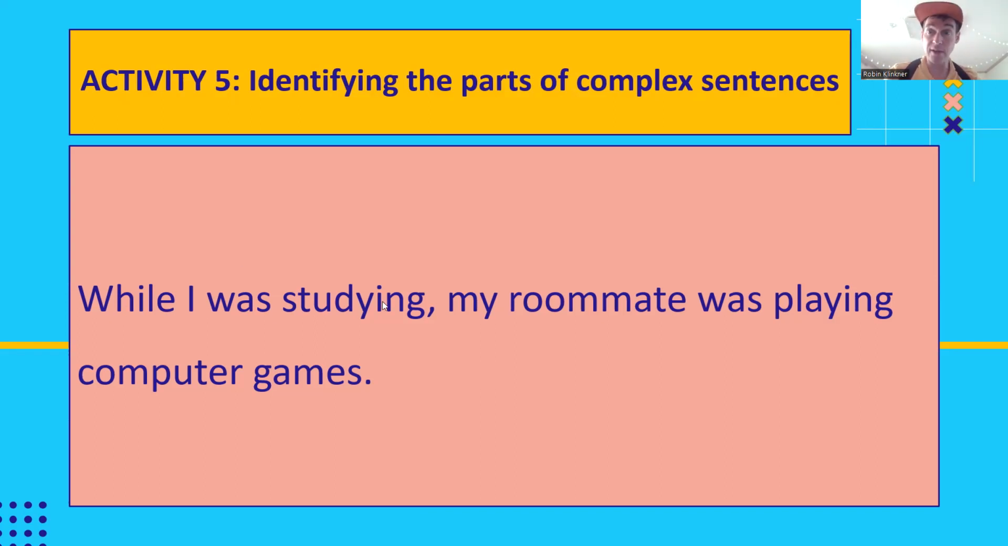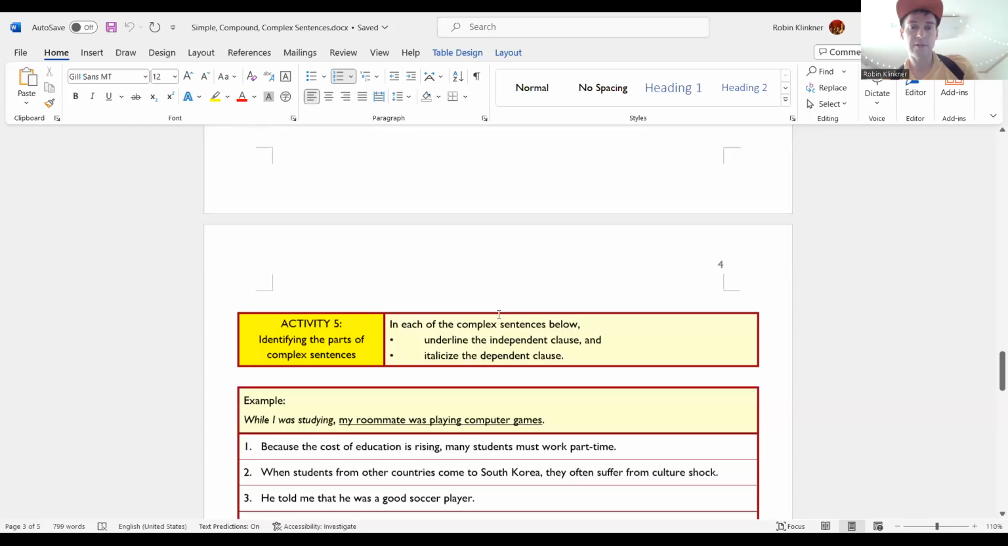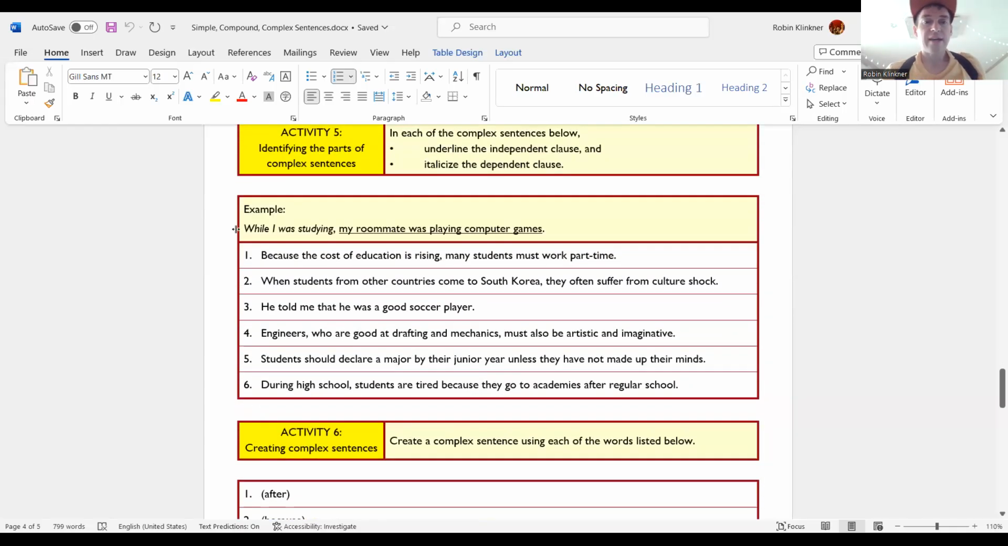So, "while I was studying," is that an independent clause or a dependent clause? Of course, it's a dependent clause. "My roommate was playing computer games." Independent clause. That's a complete thought. So italicize dependent clauses, underline independent clauses. As you can see, very simple. Italicize dependent clauses, underline independent clauses.